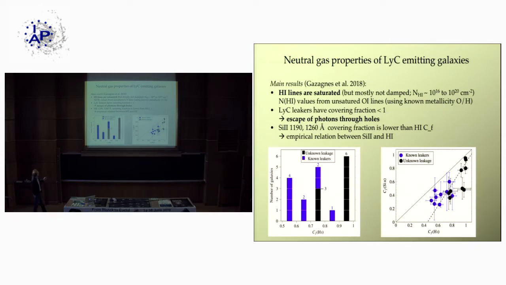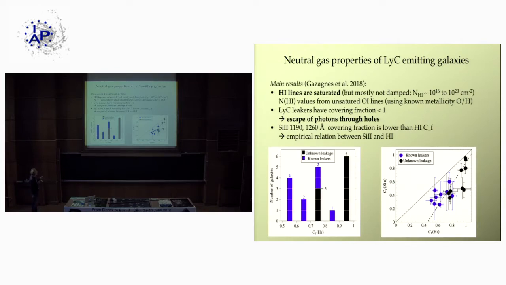You can also get the hydrogen column density from unsaturated O I lines, which are present in some of the galaxies, if you assume that you have the same metallicity in the neutral and the ionized gas. Anyway, the bottom line is that in these galaxies there are high column densities of hydrogen, and these column densities are too high for the Lyman continuum photons to escape if the medium was homogeneous. So that means that there must be channels or holes through which the ionizing photons which we see escape. So this is probably the most direct proof we have so far of the way the ISM in these galaxies is shaped. And we can also determine the covering factor of different lines and compare them.